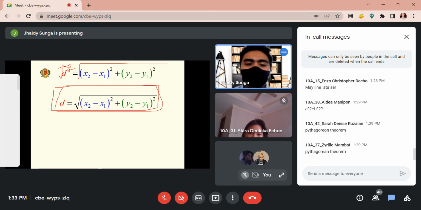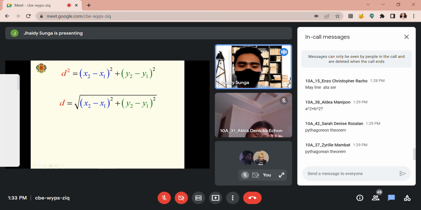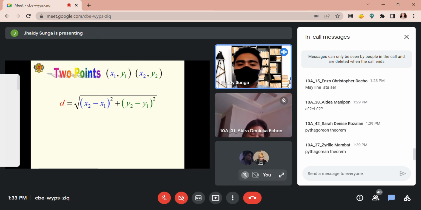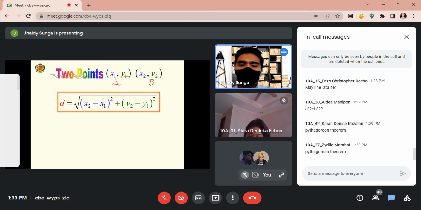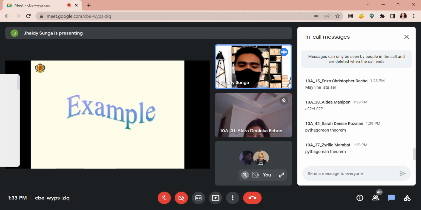Please take note of this, the distance formula. So why don't we take a small example of this formula? We have 2 points. What are the 2 points? We have x sub 1 and y sub 1. You know it already. Those are the 2 points. We have a and b, right? But then we have delta x and delta y. So from this, we have the distance formula. These are the examples.